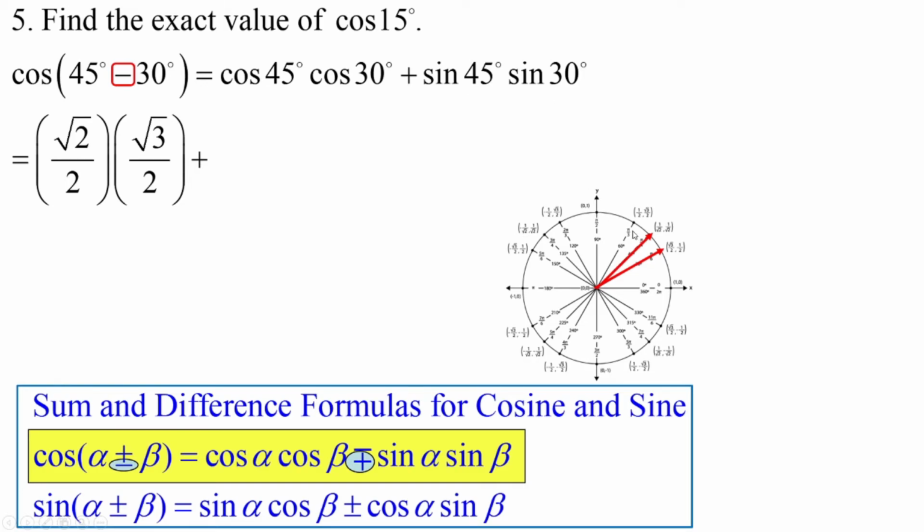And sine of 45 degrees, well, this vertical distance right there is root 2 over 2. And sine of 30 degrees, well, this vertical distance right here would be a 1/2. Now let's simplify this for our exact answer.